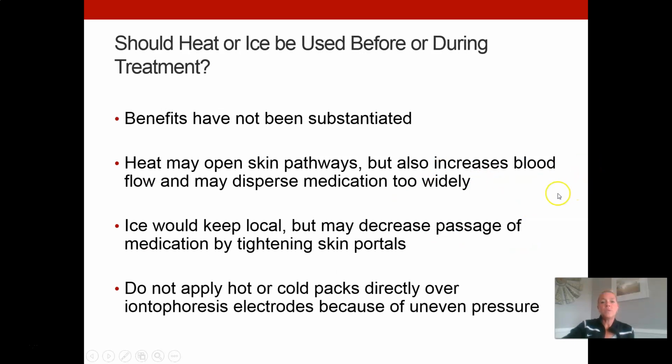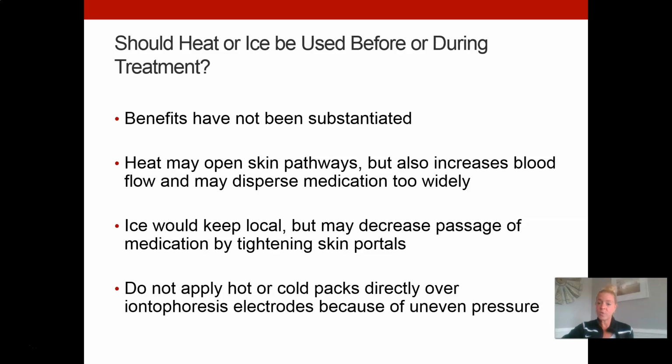Should heat or ice be used before or during treatment? Benefits really haven't been substantiated either way. The idea is that heat may help to open up some of the skin pathways, but heat also increases blood flow, which is going to wash away some of your medication. So you're going to get your medication spread a little bit larger than your intended treatment area. Ice would help keep it local.